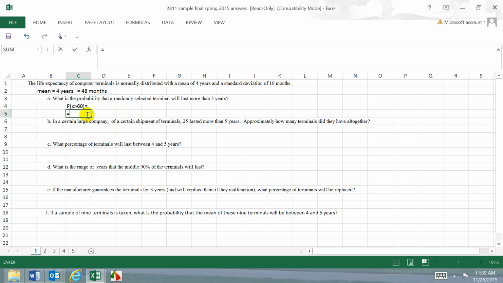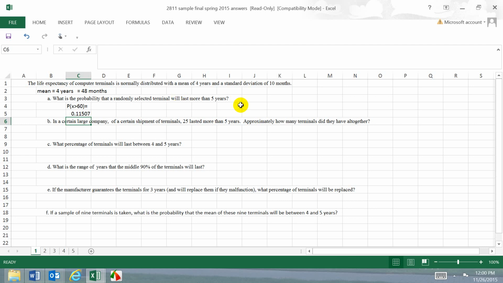So our answer is going to be 1 minus norm dist of 60 months. The mean is 48 months. Standard deviation is 10. And when using the norm dist, we'll always put in true. So our answer is 0.11507, 11.5% probability that it will last more than 5 years. Again, because we're looking for the probability that it's greater than 60 months, we have to subtract norm dist from 1.